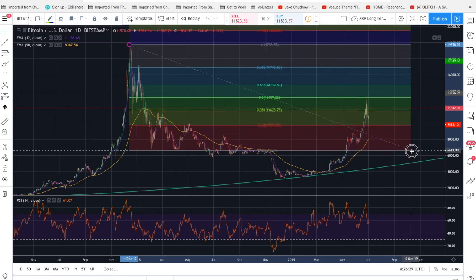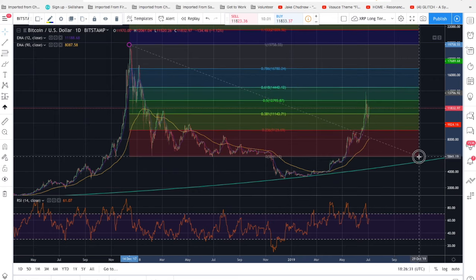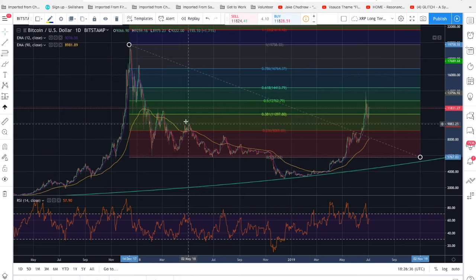Actually, let me redo that. I'm sorry. So, people will be looking at this and say, oh, okay, 1100 is kind of the top resistance range on the 0.381, so I'm going to go ahead and put a short in there. And that's the general population.